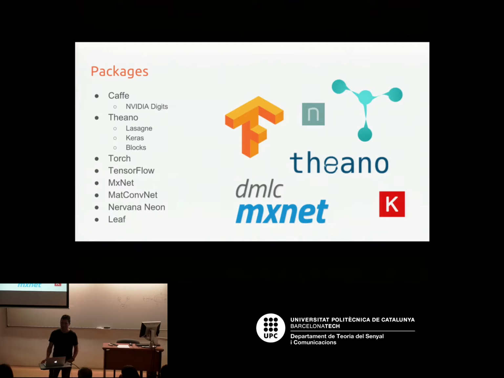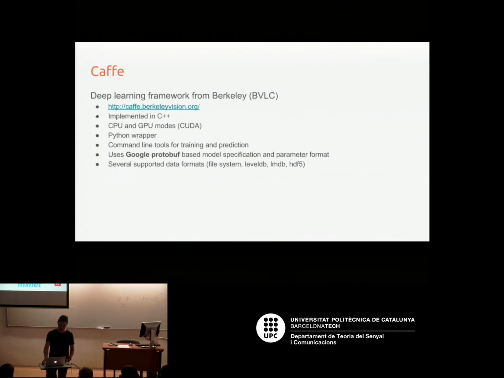Four years ago there was virtually nothing available. You had to code all of this yourself, so now you have lots of options, so that's good. This lecture is just going to talk about a handful of those options, probably the most popular, well-used ones at the moment. There are new ones appearing actually every day. So I'm going to talk about some of the bigger packages: Caffe, Theano, Torch, TensorFlow, MXNet, MatConvNet, Nervana Neon, and Leaf, in that order roughly. If any questions as I'm going along, please feel free to ask.